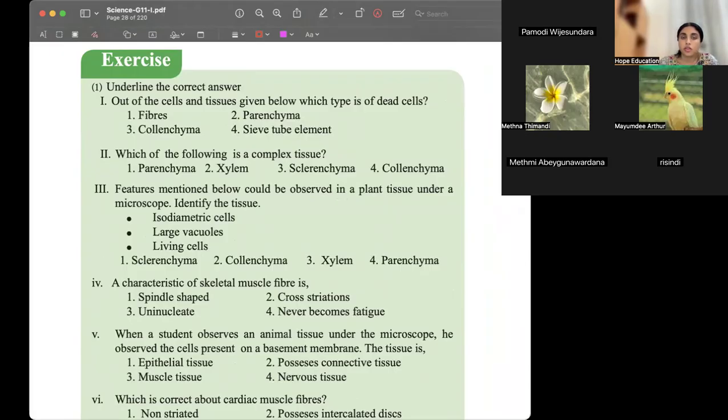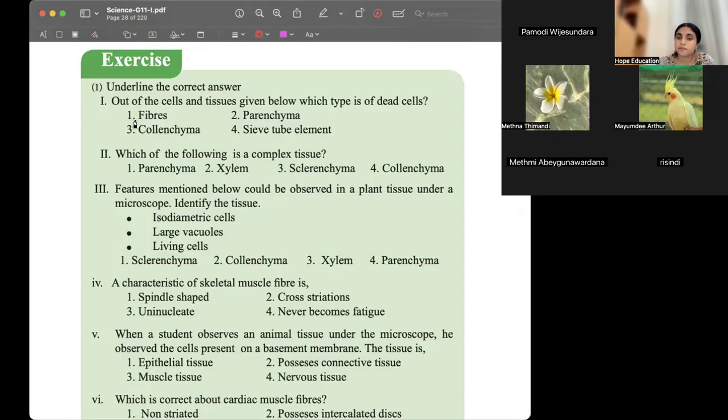All right. Let's see. When we consider plant cells, by fibers we mean sclerenchyma fibers. Right? And we know in sclerenchyma tissue, both sclereids and sclerenchyma fibers are dead.